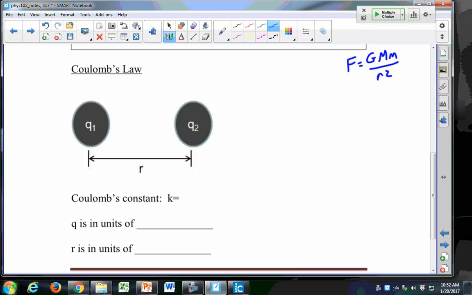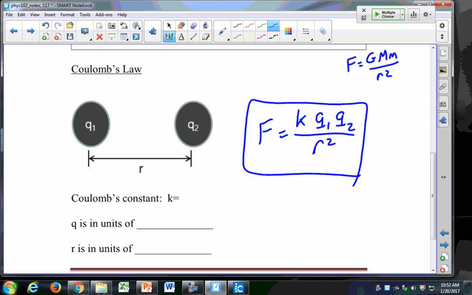We're going to see something very similar with Coulomb's law, and that is that the force between two charges, F, is equal to K Q1 Q2 over r squared. This is on your equation sheet, and you'll have some problems on the upcoming test where you have to work with Coulomb's law, determining the force on certain charges, and we'll do some examples.